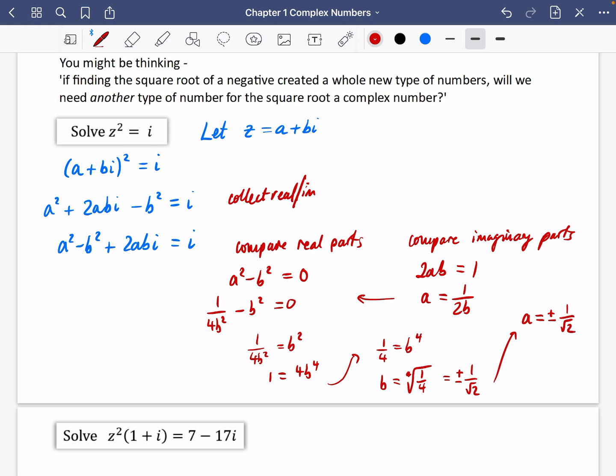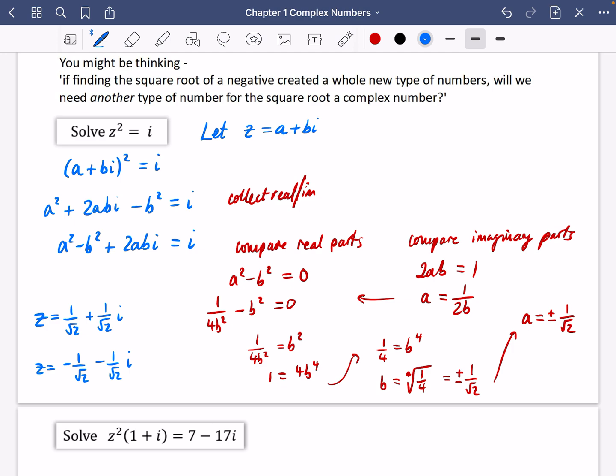Meaning that the answers, I'm going to have to come over to this other final part over here, is that z is either equal to 1 over root 2 plus 1 over root 2i, or z is equal to minus 1 over root 2 minus 1 over root 2i.